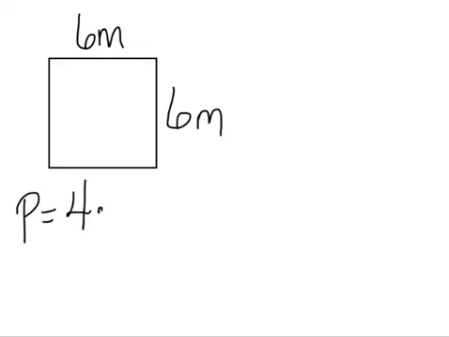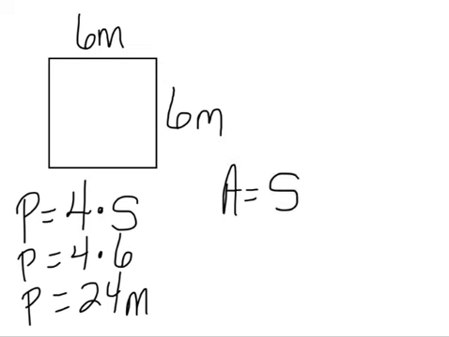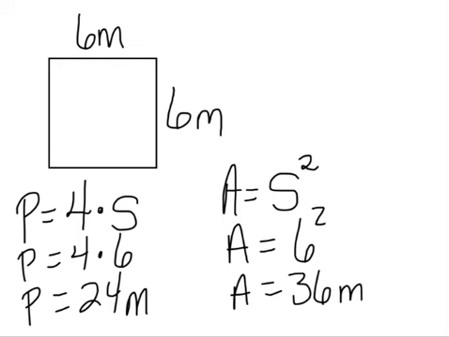The perimeter was just 4 times the side. So my perimeter is 4 times 6. So my perimeter is 24 meters. Don't forget to label your answers. Area of a square is the side to the second power, or length times width, because they're the same this time. So my area is equal to 6 to the second power, or 36 meters squared. Okay, that's my square.